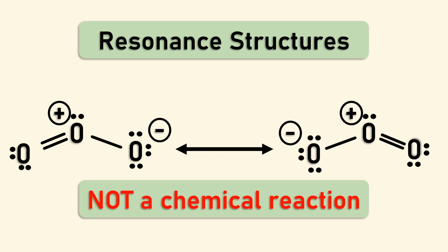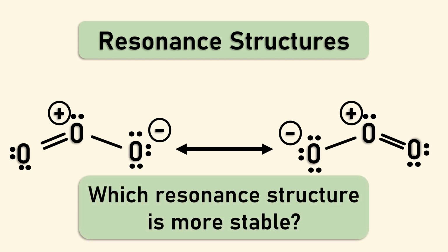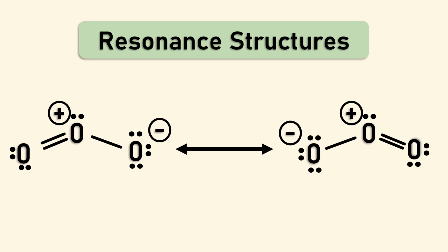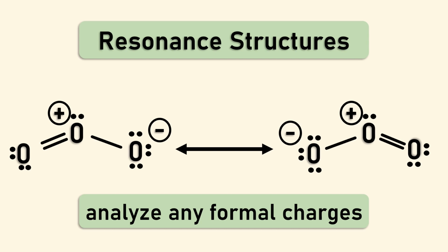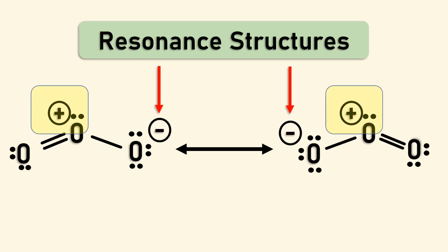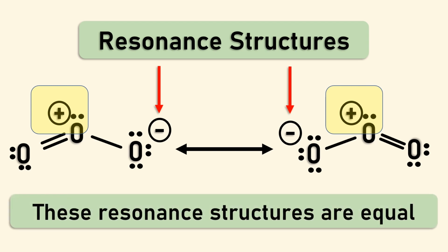Here's another question. Which resonance structure is more stable? To determine stability of resonance structures, we must analyze any formal charges. In this case, we see both structures have an oxygen carrying a formal charge of -1, and both have a formal charge of +1 on the central oxygen. In the case of ozone, these resonance structures are equal.